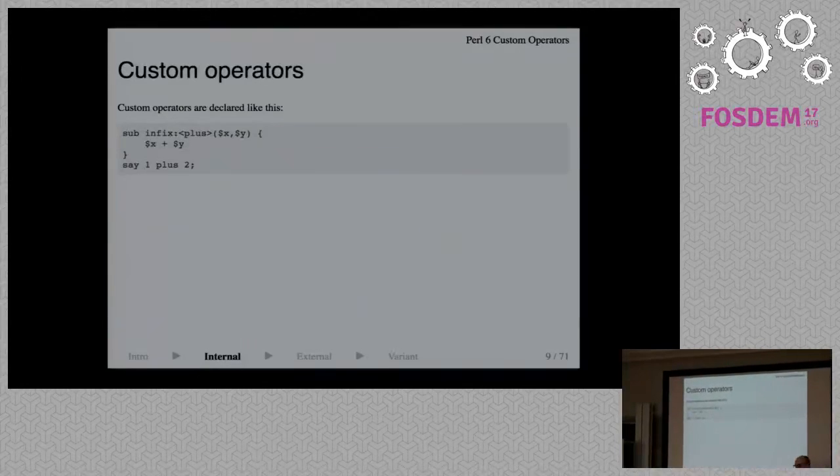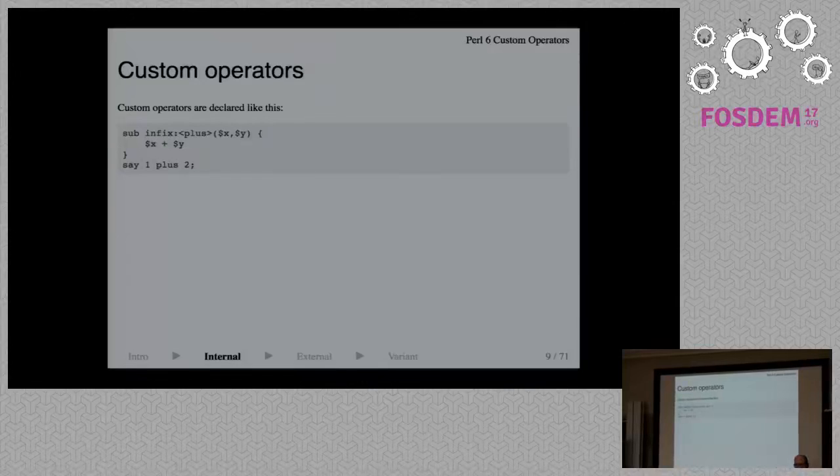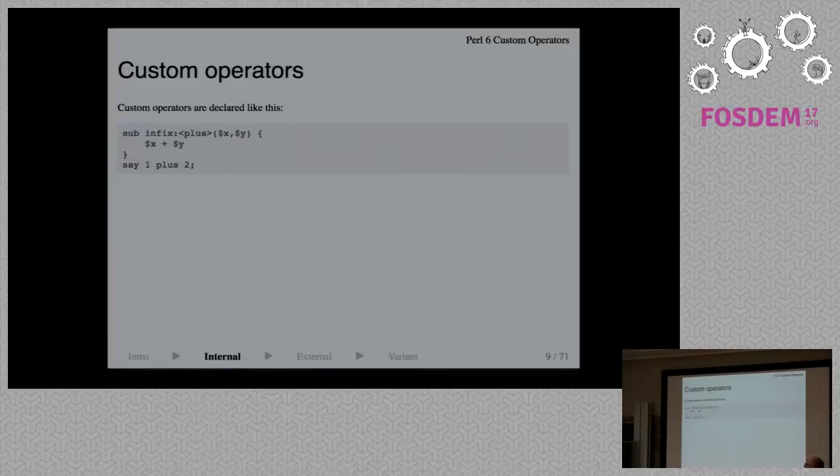But of course, what you really want to do is take symbols and use those as arguments. You don't want to put brackets and ampersands everywhere. And to do that, you can define an operator using this syntax. So we say sub infix colon and then less than, and then the operator goes in between the angle brackets, and then you say the operators.